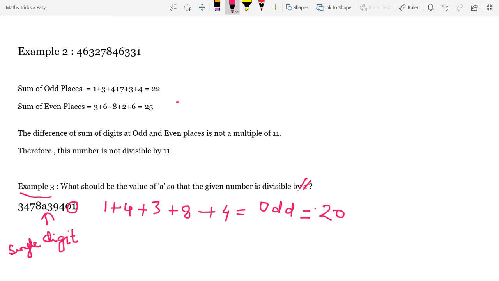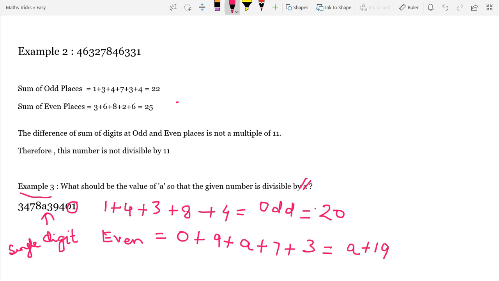Now let's do this for even as well. What's the sum coming out for even? The first even digit is 0, the second is 9, the next is a, the next is 7, and the next digit is 3. What is the sum that we are getting? We are getting a plus 19, right?